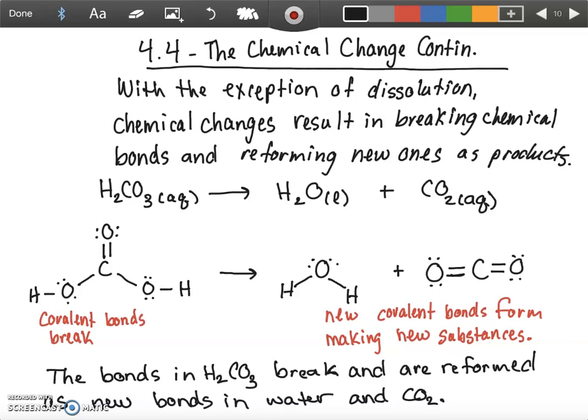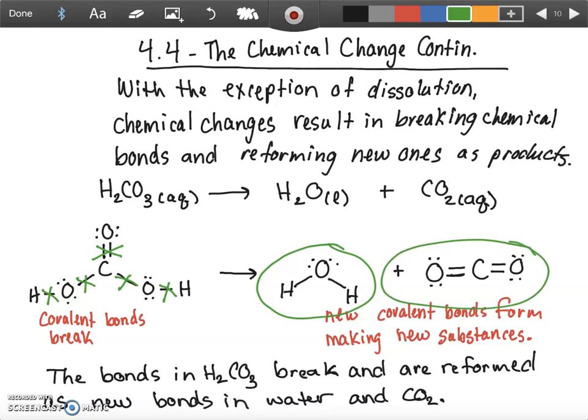And what the chemical change will do is it's going to go in and literally break all of these covalent bonds between the atoms, okay? And when it does that, we will end up with just a bunch of separate C's, O's, and H's. And then we will reform or rearrange those C's, O's, and H's over here on the product side, such that we form new covalent bonds to make water and CO2.